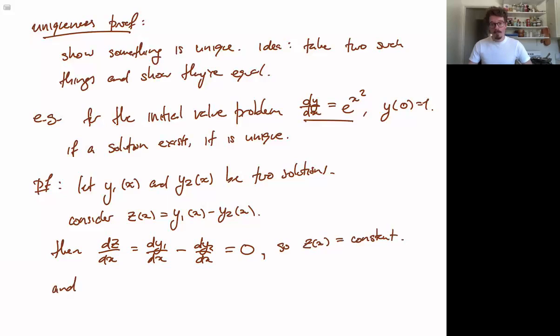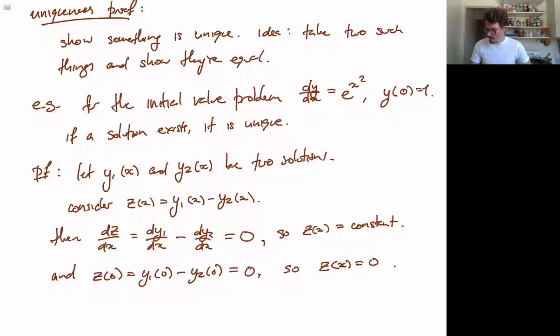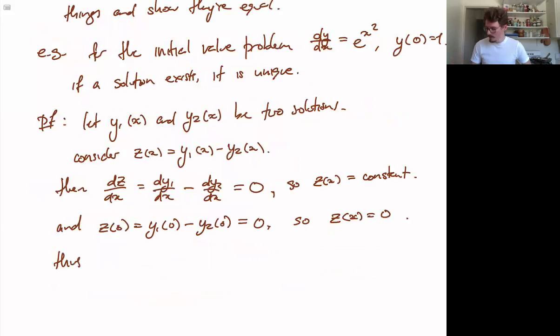Okay, so we've used one piece of information, which is the derivative. We haven't used the other piece yet, so let's try that. The other piece of information is the initial value. So what is z of 0? Well, again, it's equal to y1 of 0 minus y2 of 0. And again, since those are the same, that is equal to 0. So since we know z of x is a constant, and at 0 it is equal to 0, then we conclude that z of x is equal to 0 everywhere. And that's what we wanted to show, right?